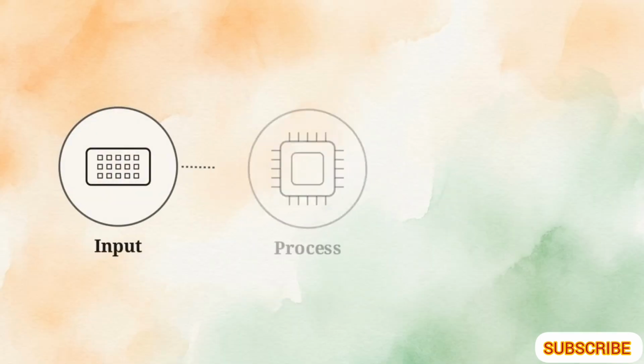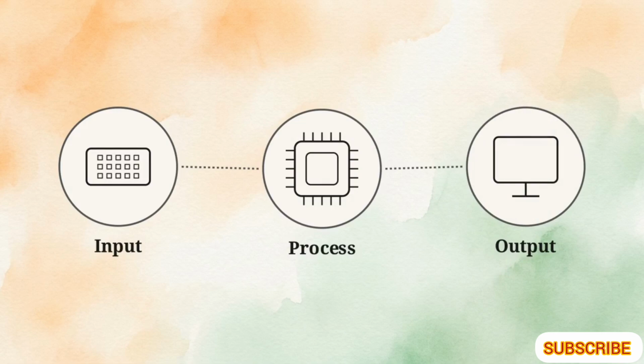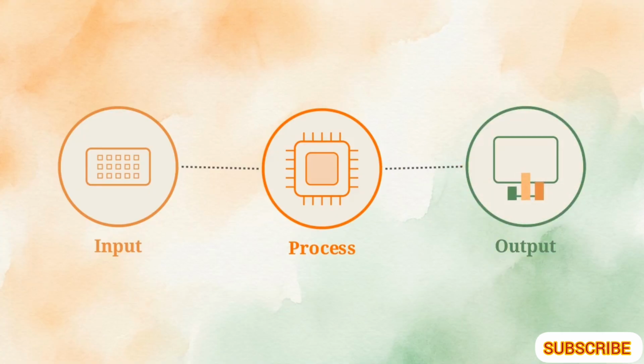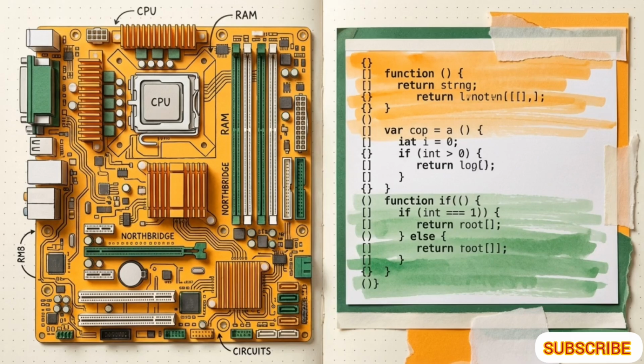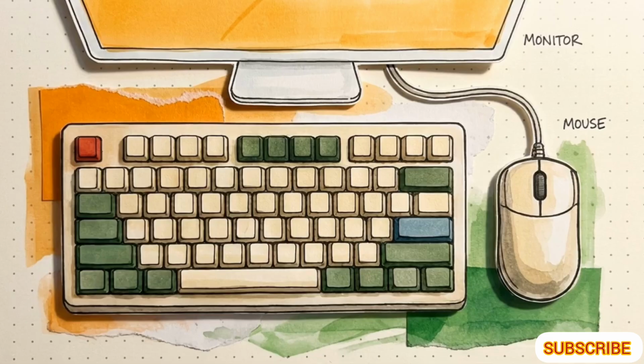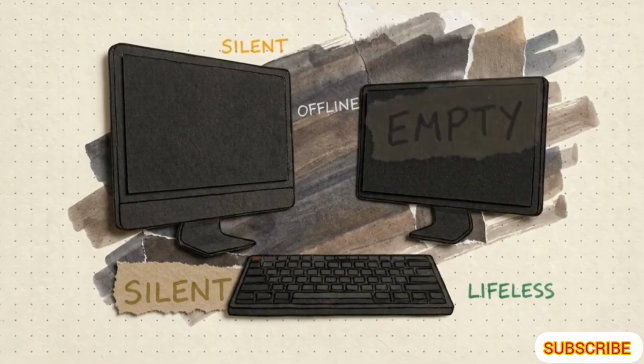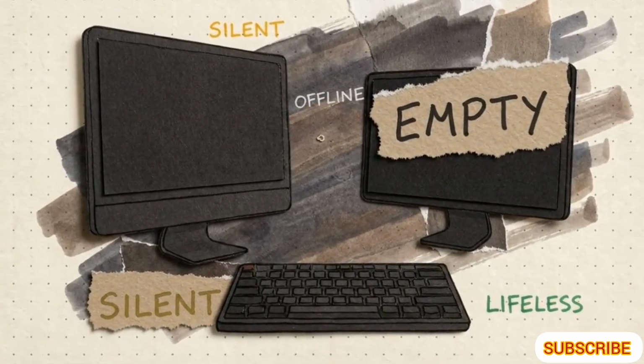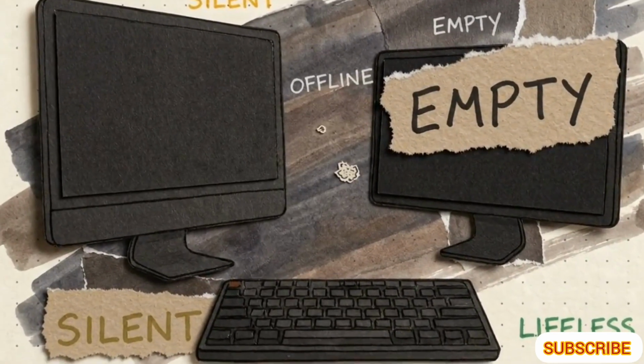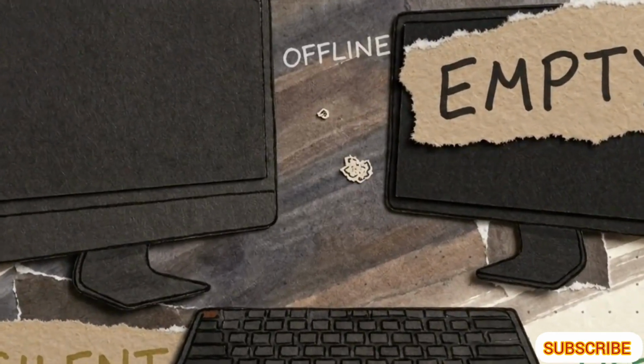It all comes down to a simple three-step rhythm called the IPO cycle. You give the machine an input, it processes that information, and then it gives us an output. To make this happen, the computer relies on two things. First is the hardware, the physical parts like the keyboard and screen that you can actually touch. Second is the software, the invisible instructions and programs that act as the computer's mind. Without those invisible instructions, without us telling it what to do, all that fancy physical hardware is really just an empty shell waiting for a command.